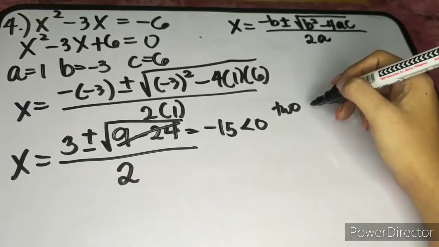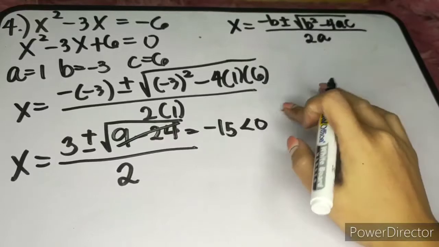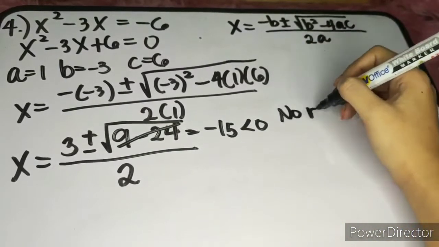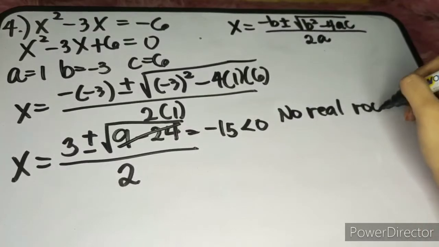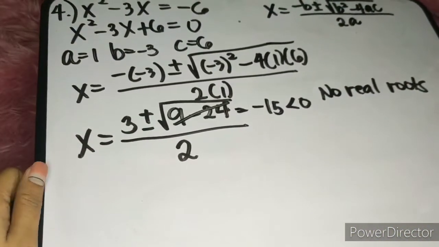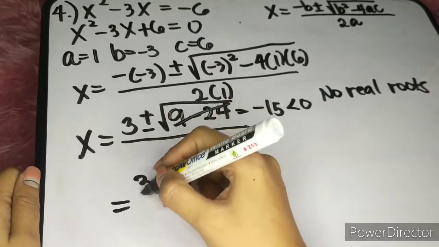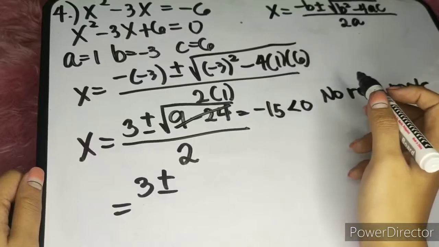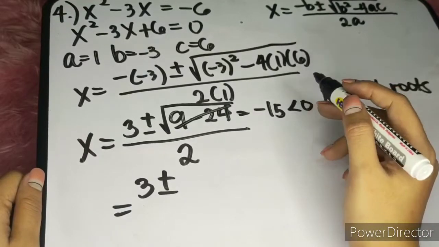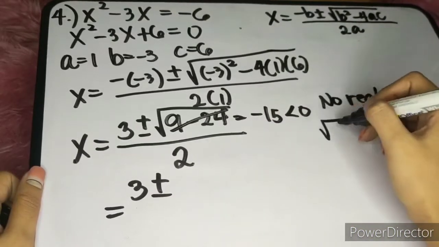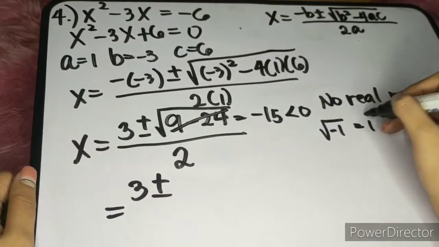We have no real roots because it's less than 0, because it's negative. Okay, and now 3 positive negative, and then let's get now the square root of negative 15. Wala pong factor si 15 na may perfect square, so we could just get now the square root of negative 1, which is I.